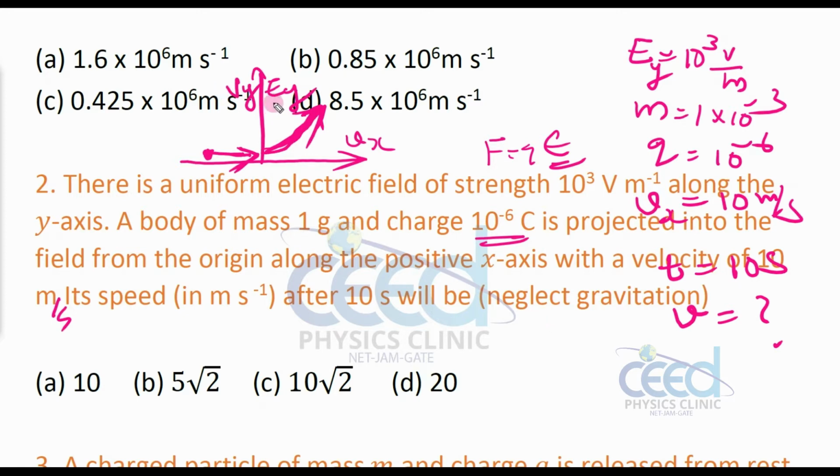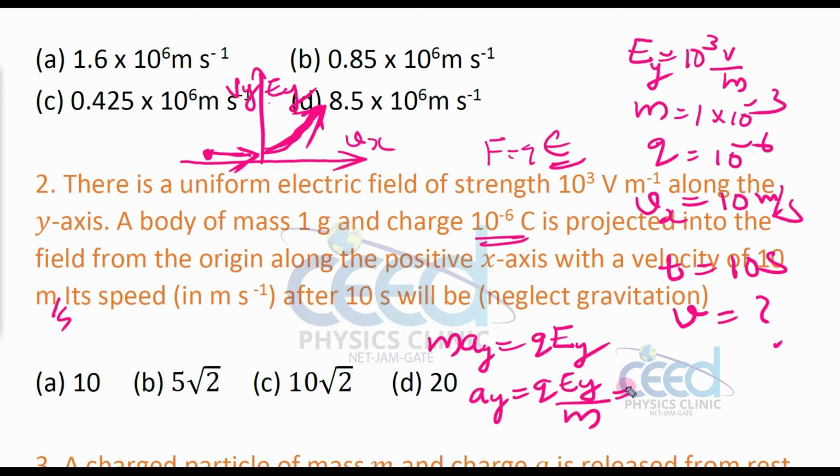As the electric field is along the y-axis, it has an acceleration along the y-axis. We already know this by Newton's law: force is equal to ma. Here the force is the charge q times the electric field along the y-axis, that is F is equal to QE. Now Ay is equal to QEy divided by m. All the values are given: Ey is given, Q is given, and the mass is also given.